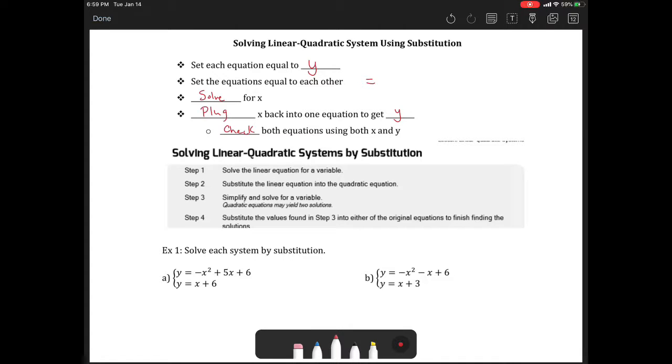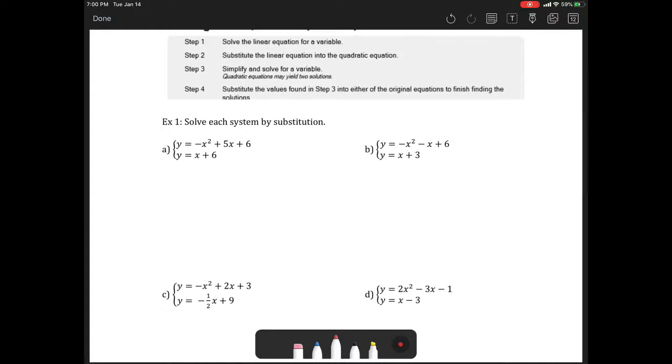You've got solve the linear equation for a variable, substitute the linear equation into the quadratic, simplify and solve for a variable. Quadratic equations may yield two solutions. So it's super easy. These ones are going to be our start. As you can see, they're both already set equal to y. So we're just going to substitute the y's.